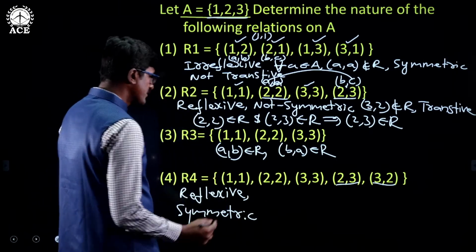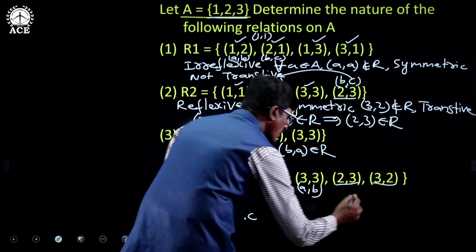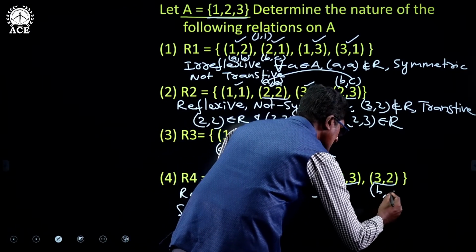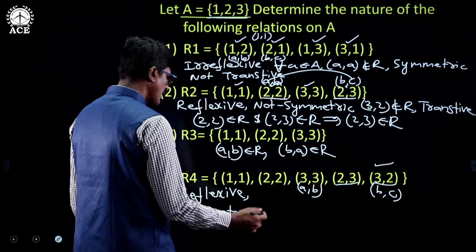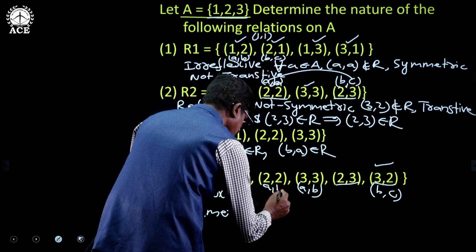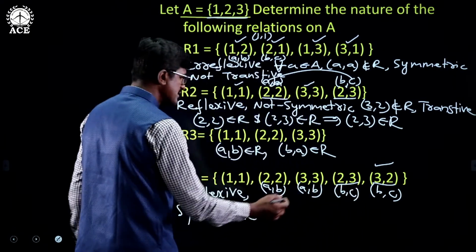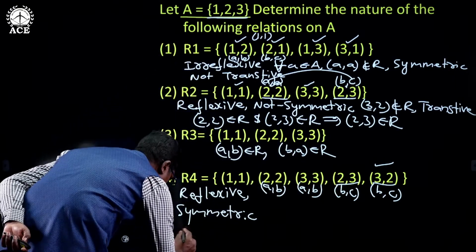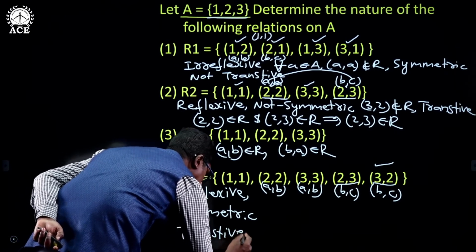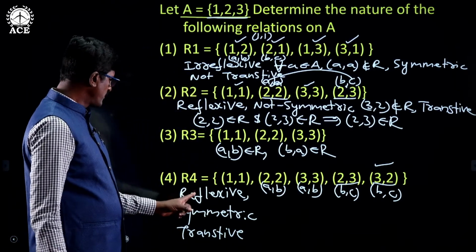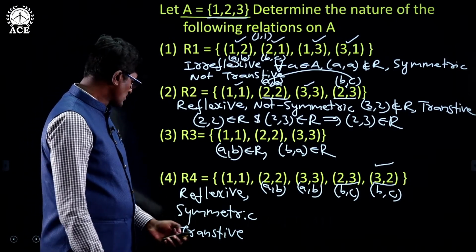Next, this is like (A,B), (B,C). So (A,C) means (3,2). Yes, it is there. Next, it's like (A,B), this is (B,C). (A,C) means (2,3). So therefore, this is a transitive relation also. So whatever relation is given in R4, that is a reflexive relation, symmetric relation, and transitive relation.